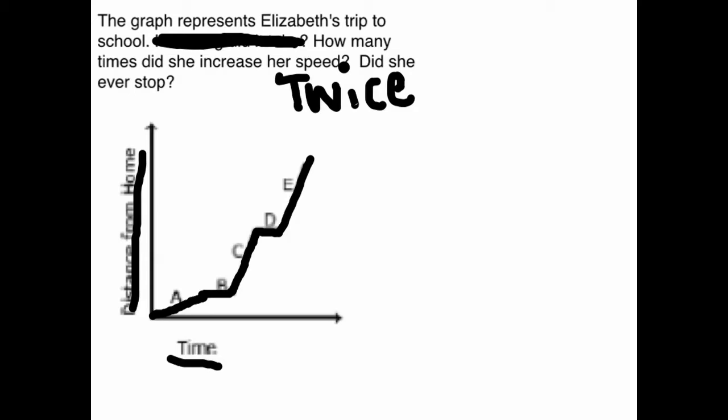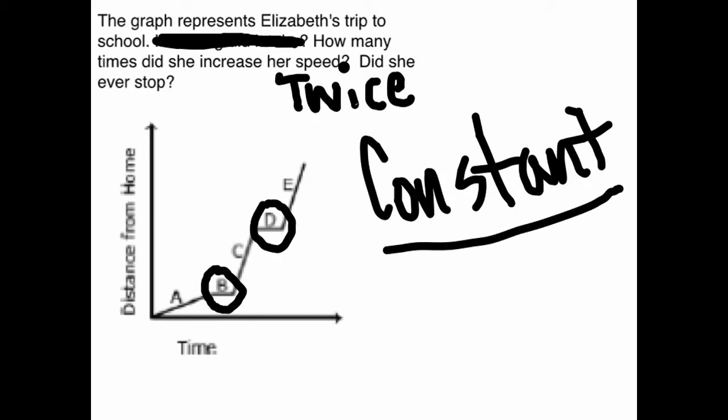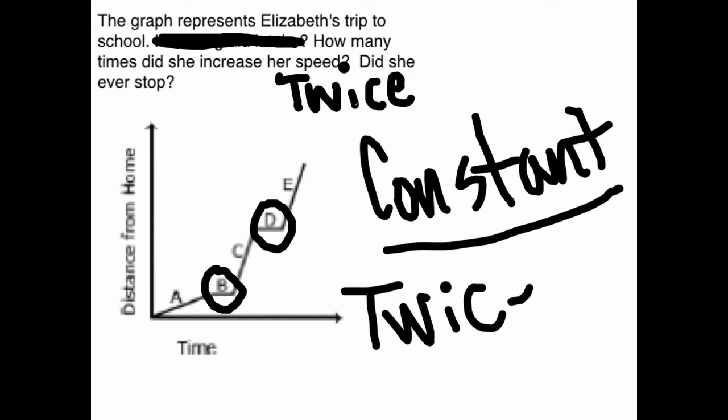Now, did she ever stop? I'm looking for points on the graph where she isn't moving, but time is still going. So I'm looking for a spot on the graph where our slope is constant, meaning it's the same throughout. So if I look at my graph at points B and D, the slope isn't increasing or decreasing, it's just remaining constant, but time is still moving. So she stopped twice, which makes sense, because when you're on your way to school, you might stop twice to catch your breath or something, and then increase your speed to make sure you get there on time.